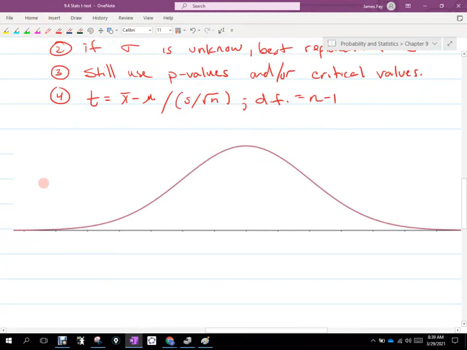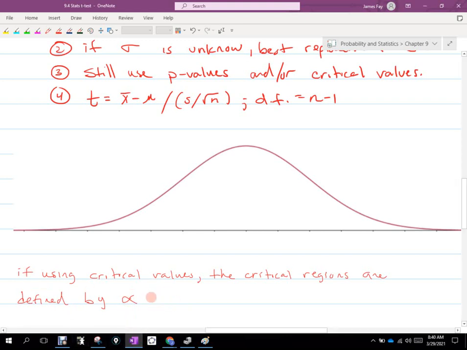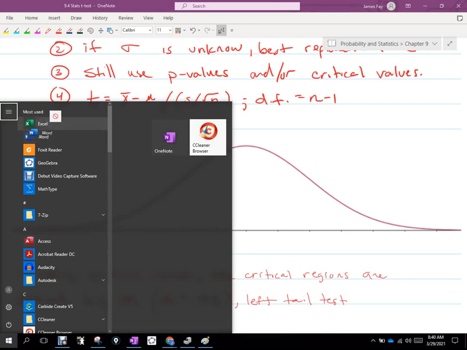All right, so if using critical values, the critical regions are defined by alpha. So let's say in our case, let's just say alpha is equal to 0.05. And let's do a left tail test.